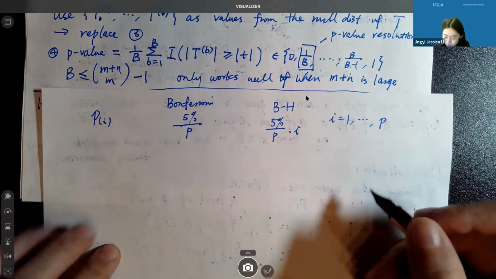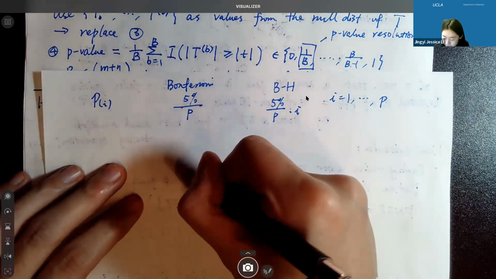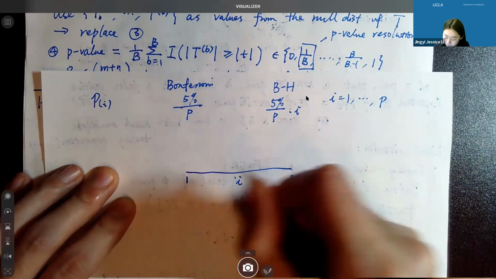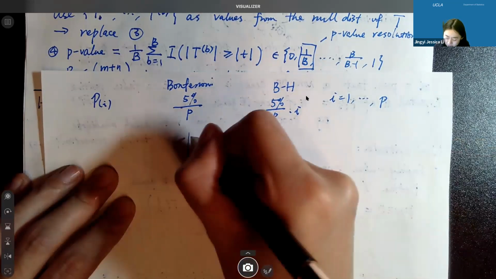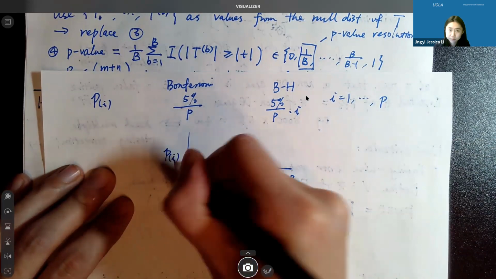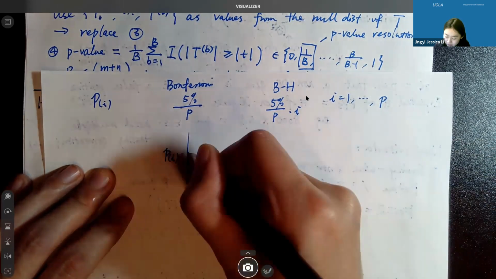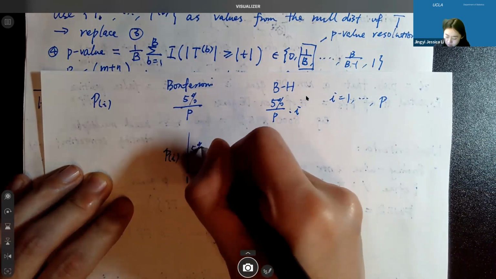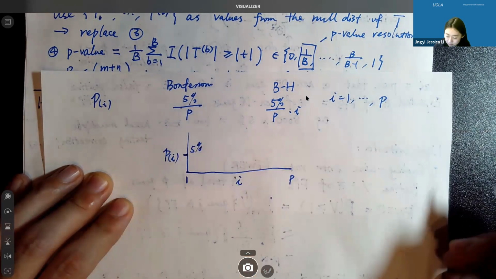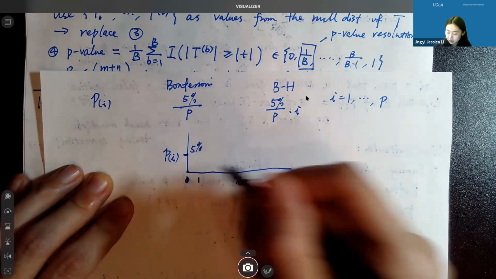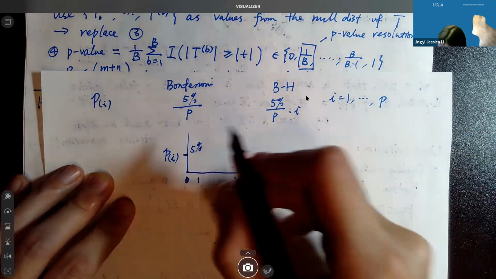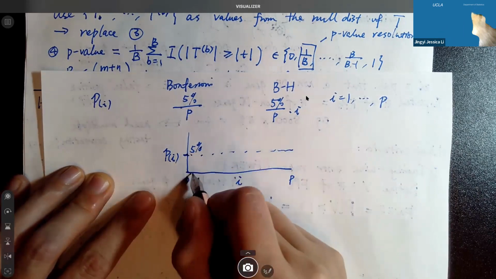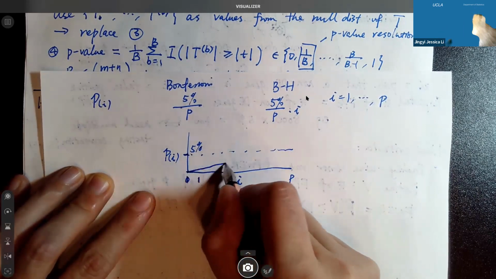Okay, maybe I'll just quickly wrap up by using a graphical illustration. Let's say this is your i, the order, and i goes from 1 to P. And let's say the y-axis is the corresponding ordered p-value, p_i. So say you want to target FDR at 5%. Let me do 0, 1 here. Then you just find the corresponding straight line for 5%.